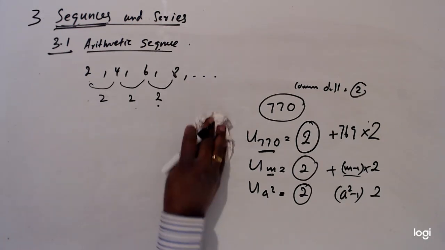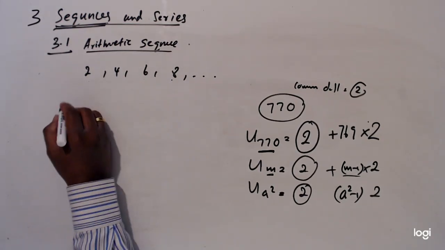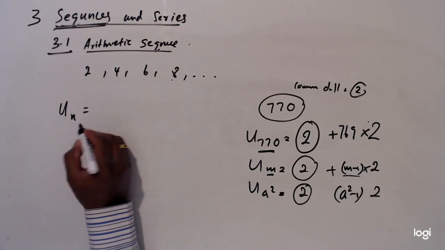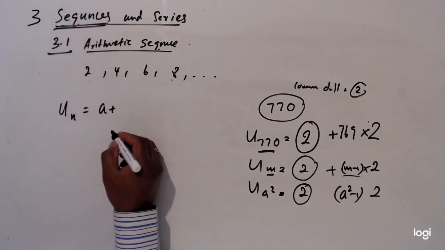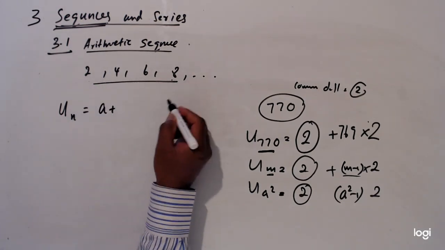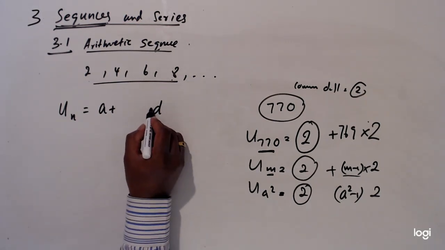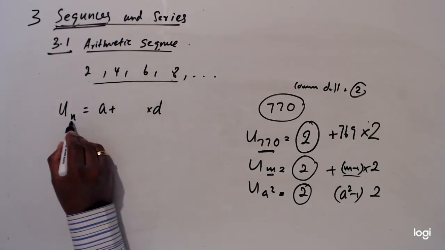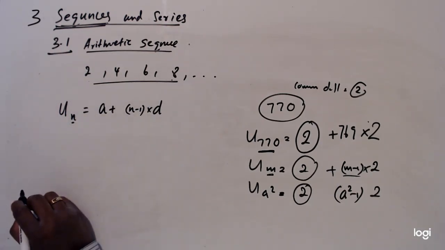In general, how do you write the term? Any term in general. So we write the nth term, un. First term, usually we write a, and the common difference we write with d, and this number is 1 before the term number, n minus 1.